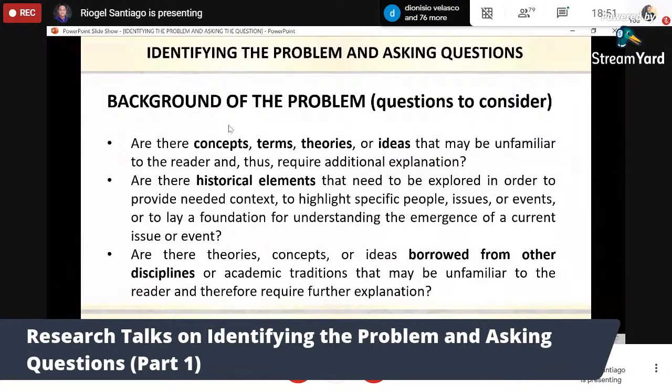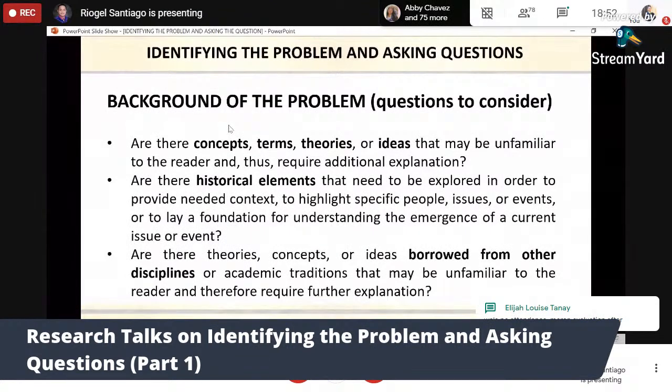Now, are there also theories, concepts, or ideas borrowed from other disciplines or academic traditions that may be unfamiliar to the reader and therefore require further explanation? Example, if we have here TVL students and you want to work on the academic performance of TVL students in general mathematics subjects, maybe you need to explain or sabi nga pasadahan yung academic performance ng mga STEM students sa math. Yung academic performance ng mga UMS students natin, etc.